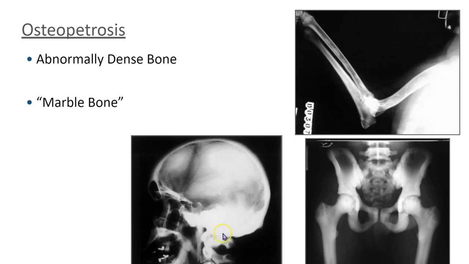So you can see here in the skull, this area would be osteopetrosis. It's abnormally dense. You can see it's very white and thick looking compared to the rest of the skull. And here, certainly in the joint of the elbow, you can see abnormally dense bone. Okay, osteopetrosis.